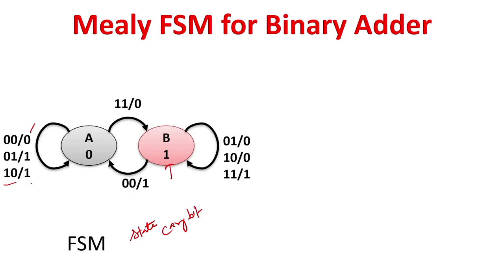So whether the bit will change or not: suppose you are in state 0, carry bit is 0, and you get a 1 1, then the sum will be 0. This represents the sum, and this represents the carry; state represents the carry, and output represents the sum. So this is mainly the Mealy FSM of a binary adder.